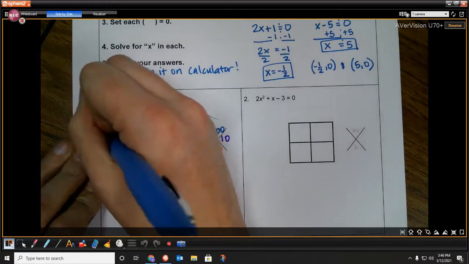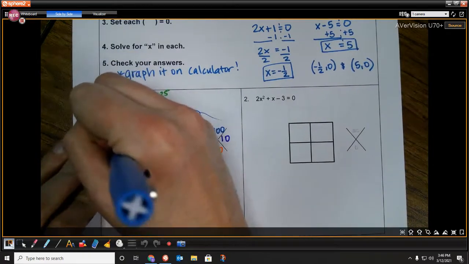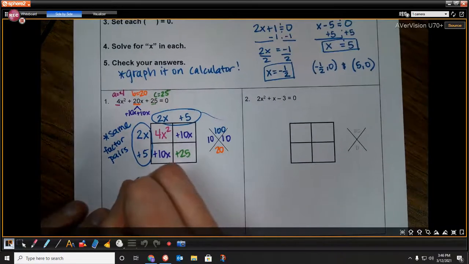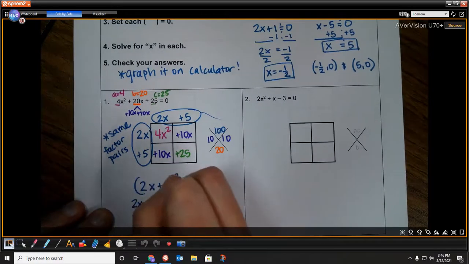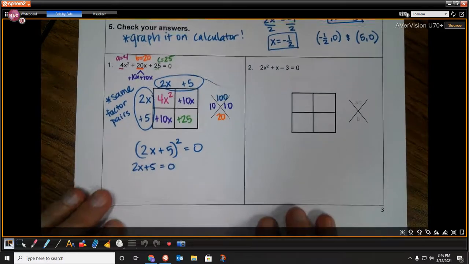So guys, remember, these are the same factor pairs. And so guys, when this happens, we can just say, well, 2x plus 5 is equal to 0. Because if 2x plus 5 squared is equal to 0, if you take the square root of both sides, square root of 0 is 0. And so we only have to do this one time.